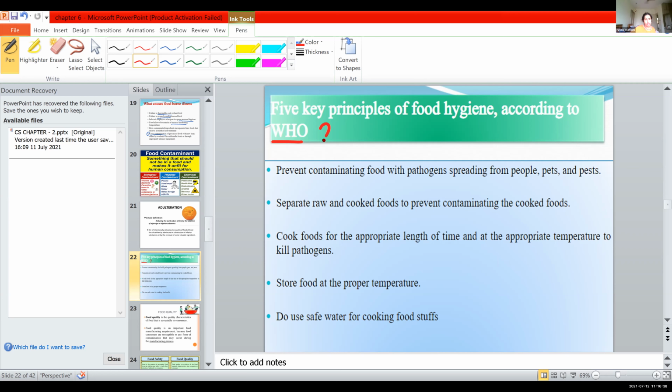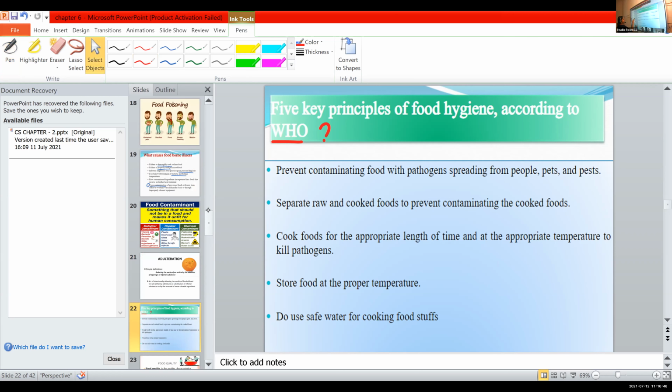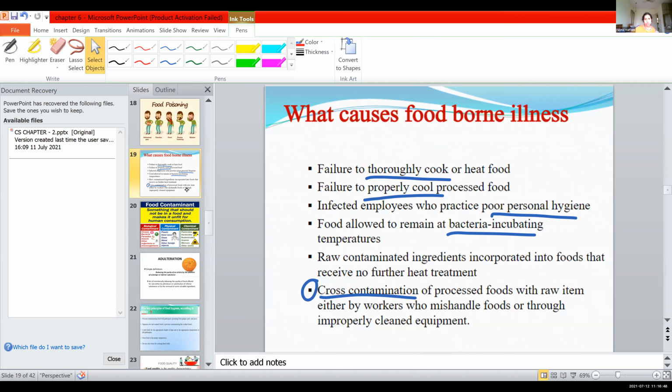Ma'am, can you show what causes foodborne illness? What causes foodborne illness, Reina? I didn't write that. Yeah, you can write. It's an important portion. Usually, this is a general topic. You need to write your own, but I'm showing the slide. If you want, just write. After this chapter, please send me your notes, okay? The PDF.